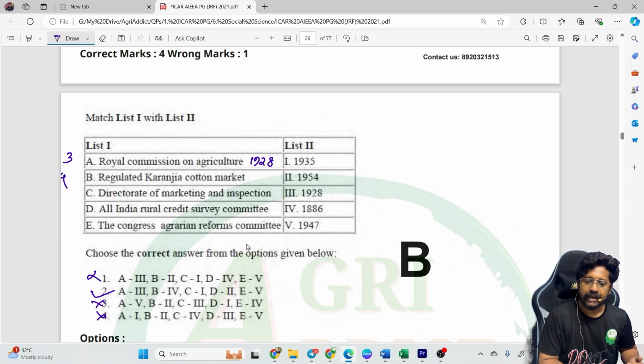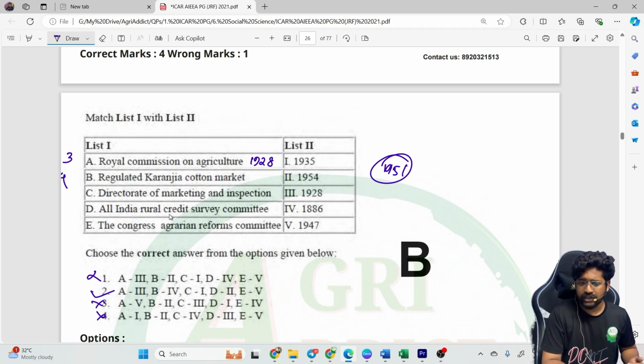So therefore A is connected, okay, Royal Commission in 1928, regulated Karanja cotton market in 1886, then Directorate of Agriculture and Marketing Inspection in 1935. Then the fourth one, the All India Rural Credit Survey Committee, was in 1954, right? Actually it came in 1951, but the report was submitted in 1954.